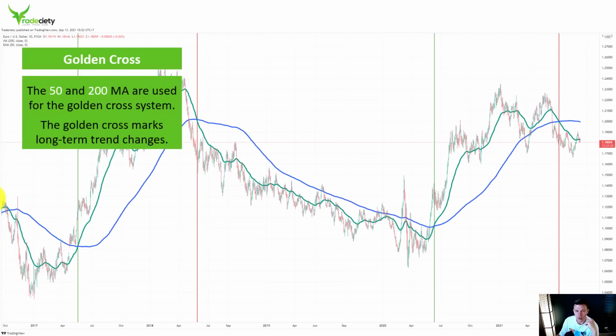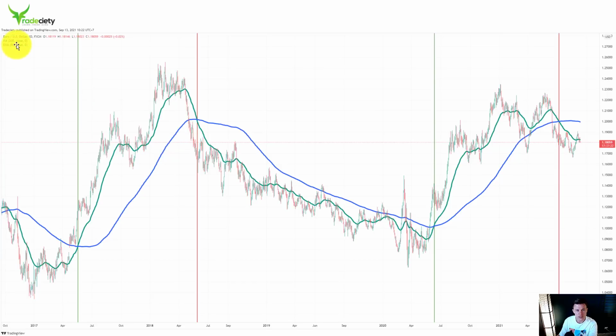One of the most popular moving average crossover systems is the so-called golden cross. Here we use the 50 and the 200 period moving average. So this is how it looks. We have the 50 and the 200, and the vertical lines mark the crosses of the two moving averages. The idea is that whenever the two moving averages cross, you are looking at a new trending phase. This is ideally used for a multi-time frame swing trading strategy.